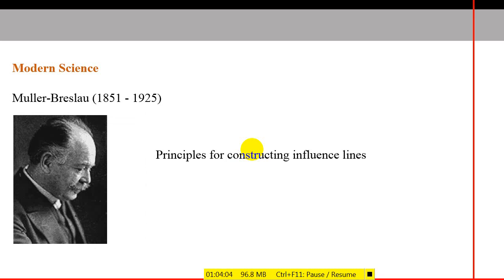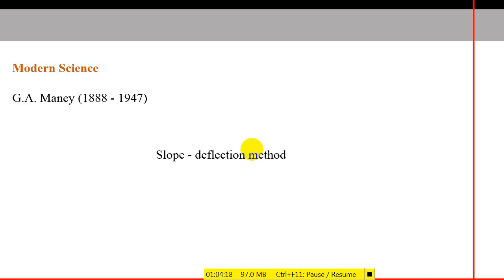Muller-Breslau developed the principles of constructing influence lines. We'll be learning about influence lines in the future. It's a very phenomenal theory. It helps to analyze the building. Then Maney developed the slope deflection method. We'll be learning in this module how to use the slope deflection method to determine deflection and slope in a beam.